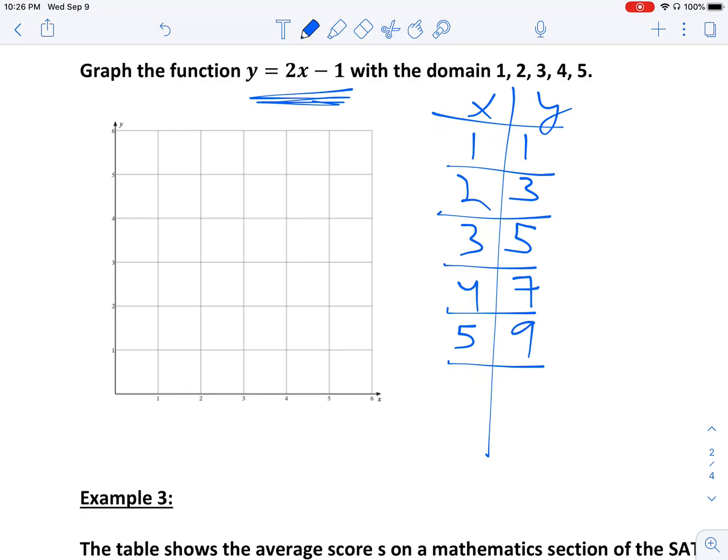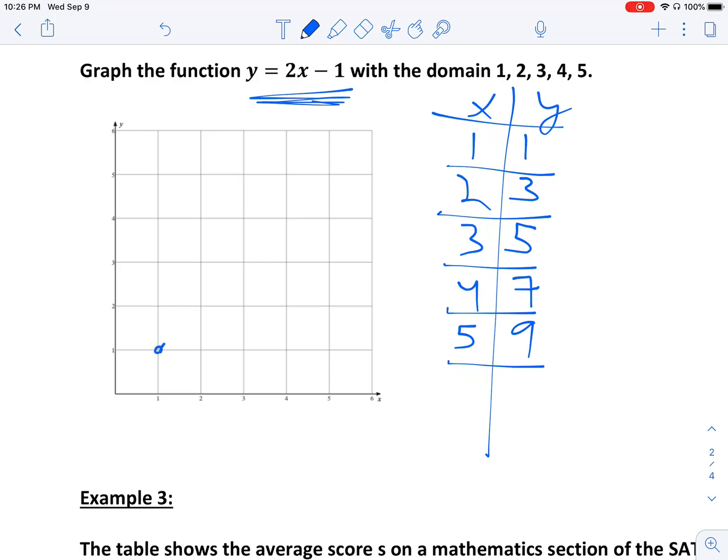All right, so now let's go ahead and plot our points. We don't need to change the scale here. Everything will fit except for the last couple, but that's okay.